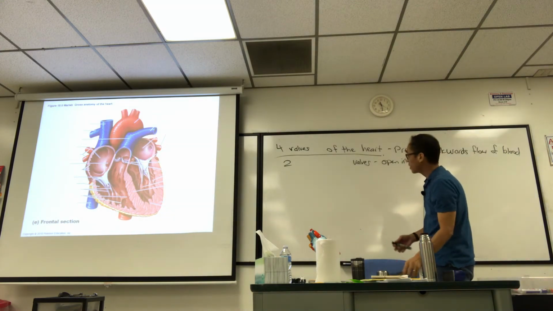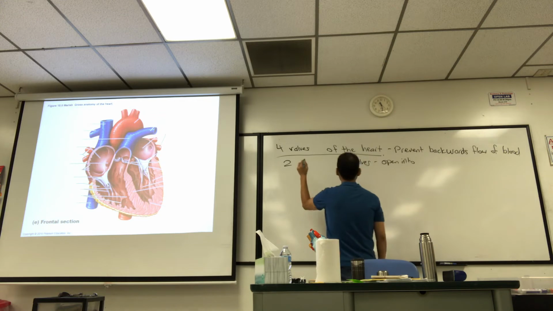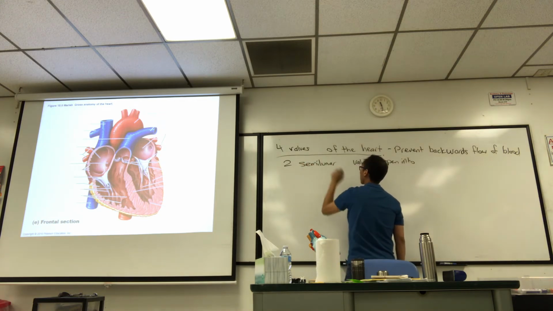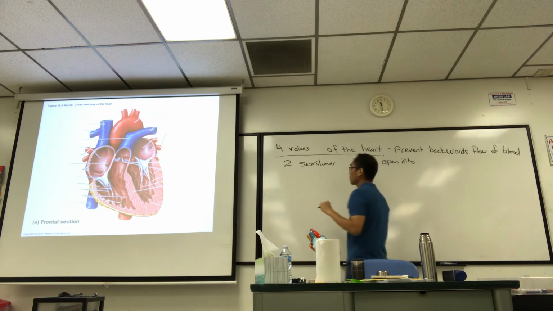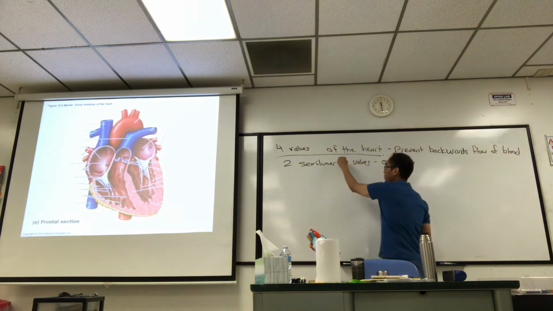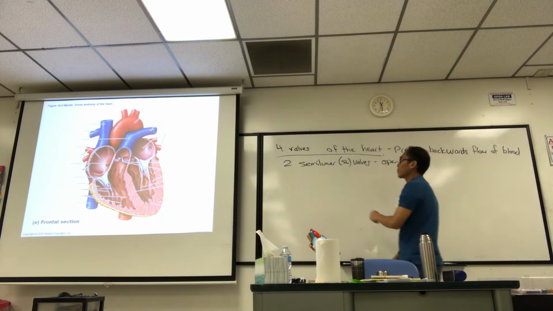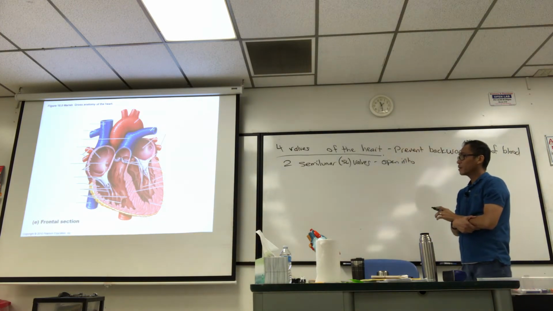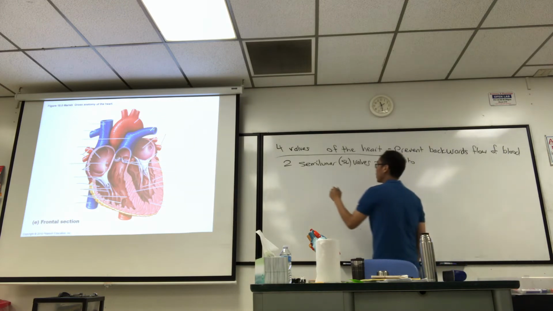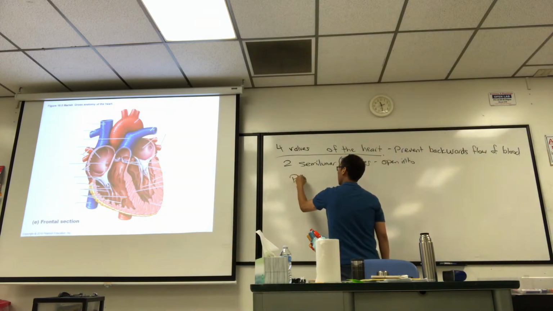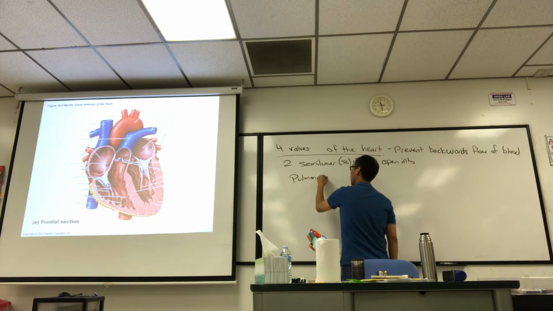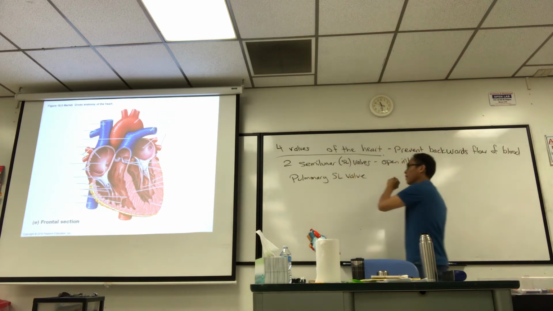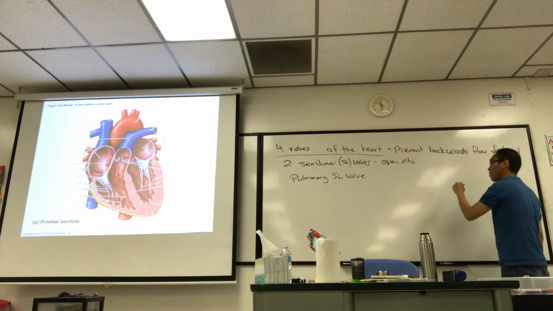Now, the full name is semilunar valves. I abbreviate that SL most of the time. These valves are of the arteries. And so we have one that's a pulmonary valve, the pulmonary SL valve, and you have one that's an aortic semilunar valve.